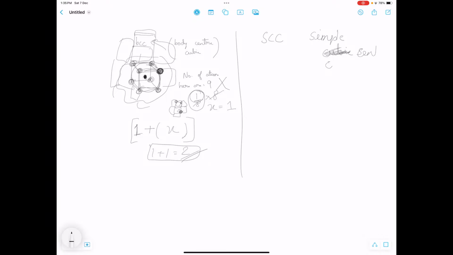Centered cubic structure, SCC. It's very simple in this. Just one cube and only one atom in between. Therefore, it's very easy to calculate. Number of atoms for SCC is equal to 1.